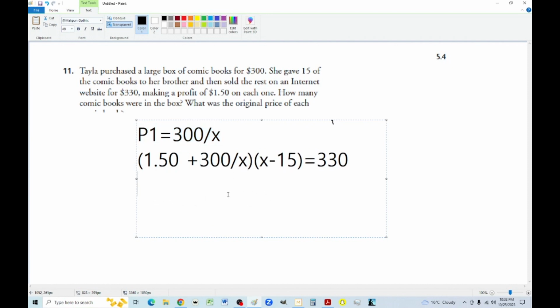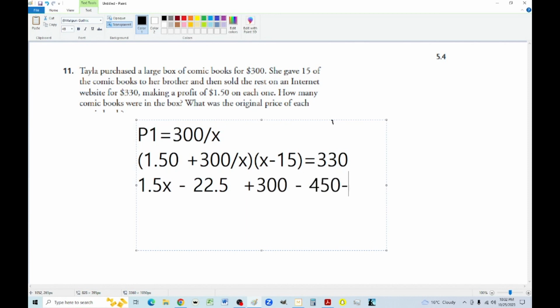All right, let's try that again. Now it was $1.50. Okay, let's just multiply it out like this and see what happens. So $1.50 times x, I get that, minus 15 times 1.5, I get minus 22.5. Plus 300 over x times x, there we go, I get plus 300, and then minus 450 is equal to 330. That's actually a lot easier to deal with.